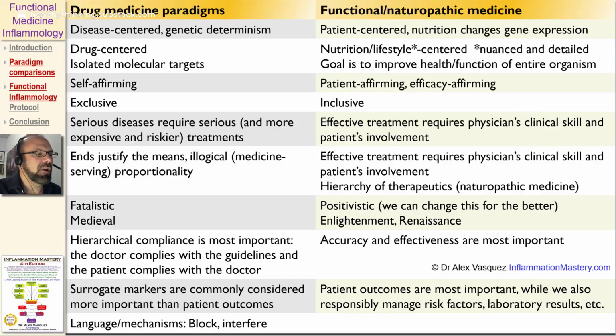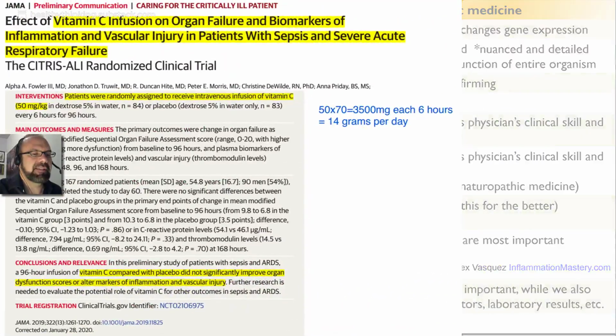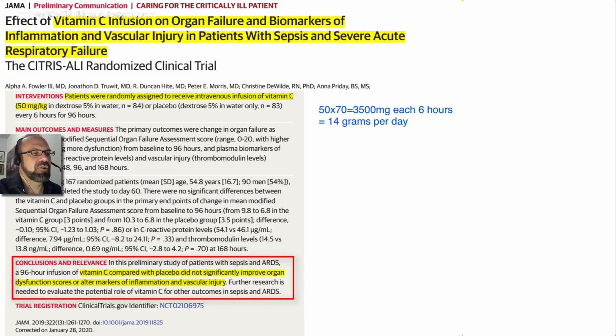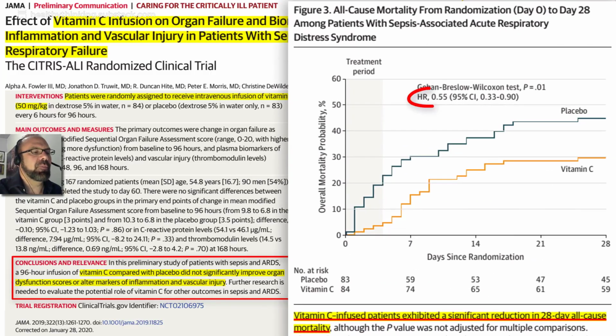A really good example of where surrogate markers are considered more important than patient outcomes was a recent publication using vitamin C in septic hospitalized patients. The study had two major findings. One is that vitamin C did not change parameters of organ function, and number two is that patient mortality was reduced by approximately 50% in the patients who received vitamin C. The conclusion of the study was that vitamin C was inefficacious because they focused on surrogate markers rather than the successful patient outcome of reducing mortality by 50%.